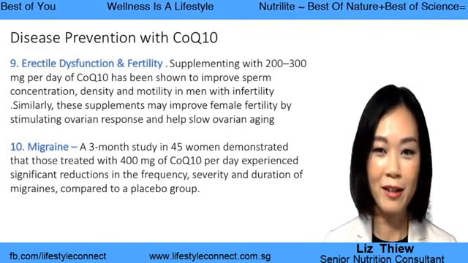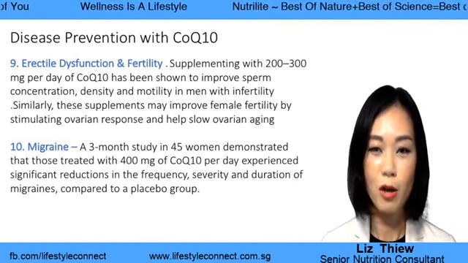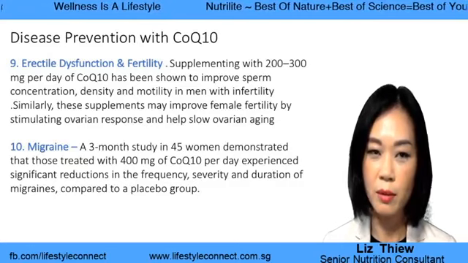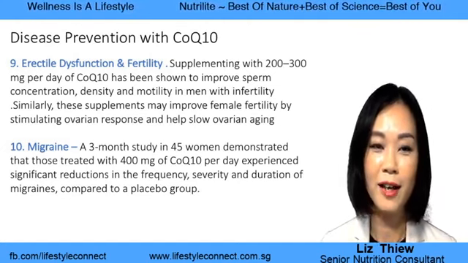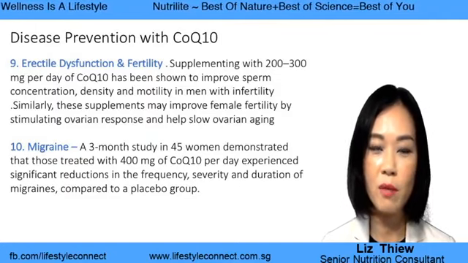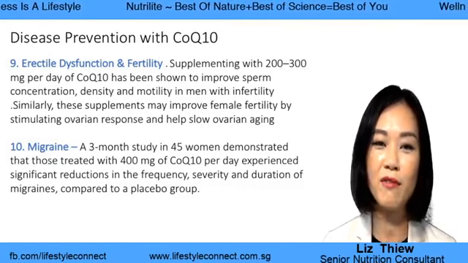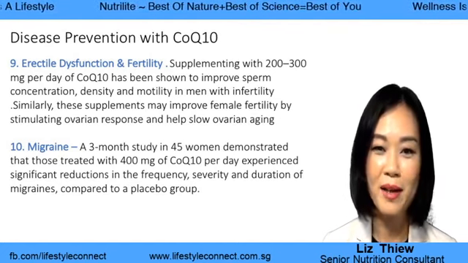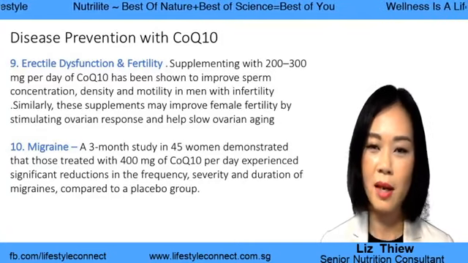And of course, migraine. It helps with migraine as well. So nowadays, if you go and see doctors and a good specialist, besides giving you some pain medication, they will also give you a high dose of coenzyme Q10, like 200 mg. Okay, so a 3-month study in 45 women demonstrated that those treated with 400 mg of coenzyme Q10 per day experienced significant reduction in the frequency, severity, and duration of migraine compared to the placebo group. Okay, so if you feel like your migraine is coming, take coenzyme Q10.